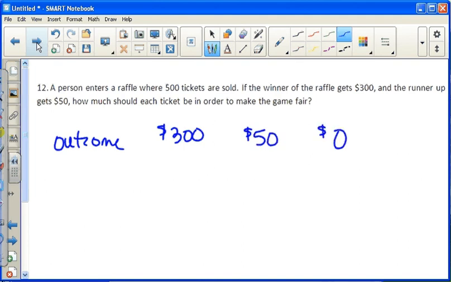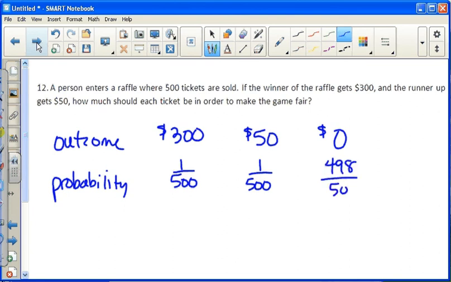So when we do the probability, we're told that there are 500 tickets that are sold. So if one winner gets $300, then you have a 1 in 500 chance of getting $300. If one person wins $50, then you have a 1 out of 500 chance of getting $50. So that means there are 2 winning tickets in total, leaving 498 non-winners.